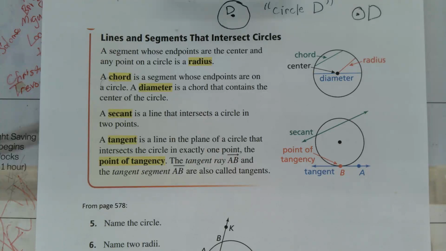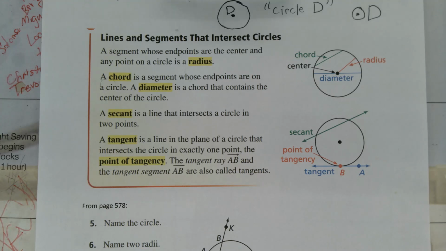Now the next part of the notes, we just define a lot of things. And there are some places for you to fill in, but you're going to be able to write this quickly because there's only a word here and a word there. So let's start off by defining a segment whose endpoints are the center and any point on the circle, and that's a radius. And mine's in color, yours is not. And you can see that the red is the radius.